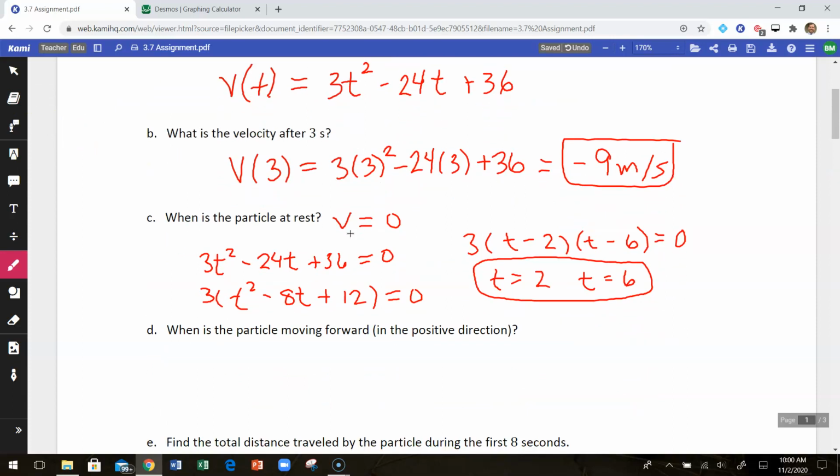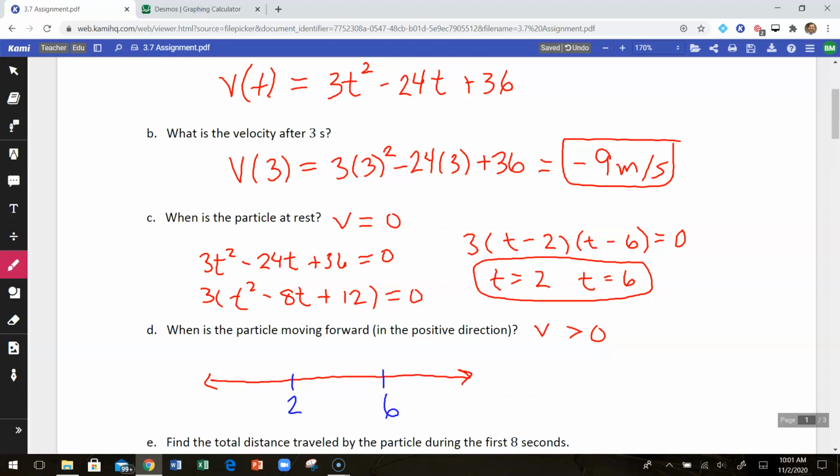Okay, moving along. When is the particle moving in the forward direction? Well, that would mean that the velocity is greater than 0. Right? If the velocity of something is greater than 0, it's going to be moving forward or in the positive direction. If the particle is moving backward, then its velocity would be negative. It'd be moving in the negative direction. So what I'm going to do here is make a number line. And on that number line, I'm going to put the places where the velocity was 0. So that happened at time 2 and at time 6. Those are the answers to part C.